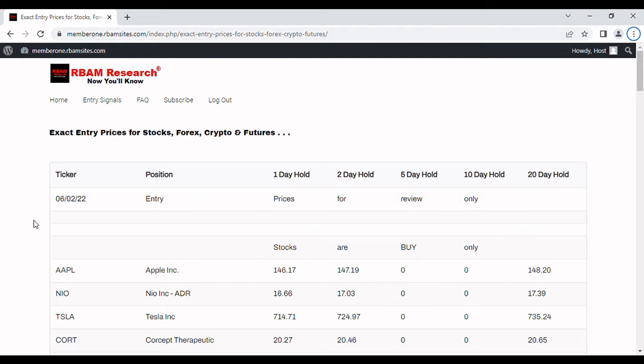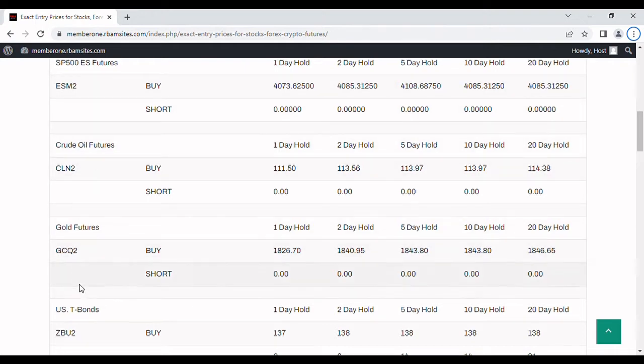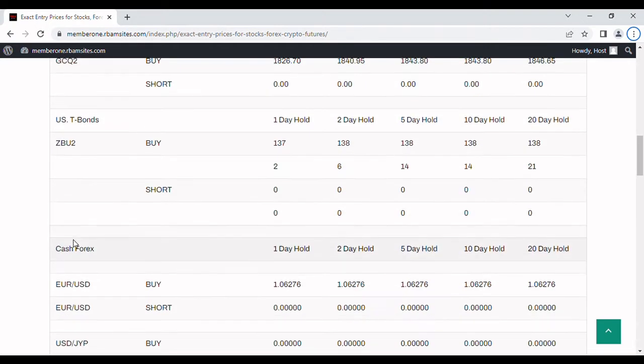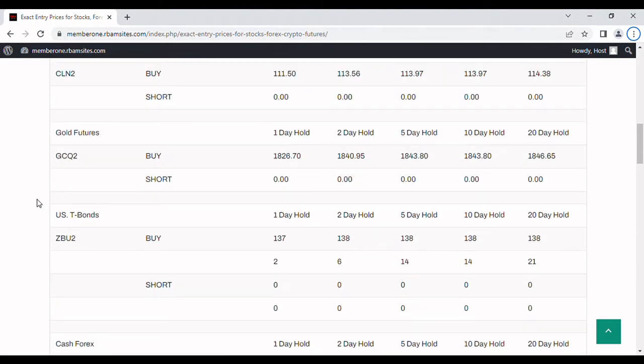We have prices on here for stocks, futures, S&P 500 futures, crude oil futures, gold futures, and treasury bonds. We also have forex, and we have Bitcoin. Let's take a look at our subject today, gold futures. We're talking about gold swing trading, and of course you need an instrument to do that with.